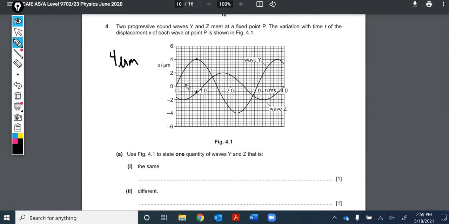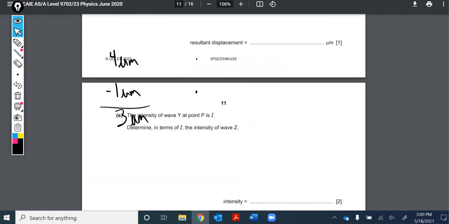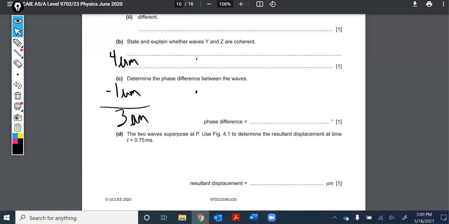So each of these would be what? 0.4, 0.8, 1.2, 1.6. So 0.4, 0.8. So yeah, it's about 1. So it'd be minus 1, right? And so you have to subtract it because it's down, it's negative, right? So the sign here sort of indicates that. So 4 micrometers minus 1 micrometer, 3 micrometers. So those waves add up to 3 micrometers, right?